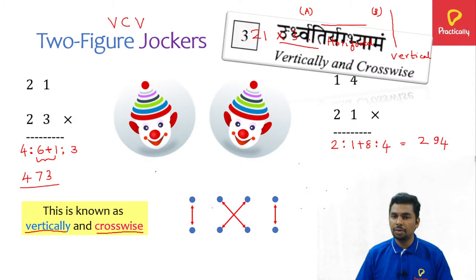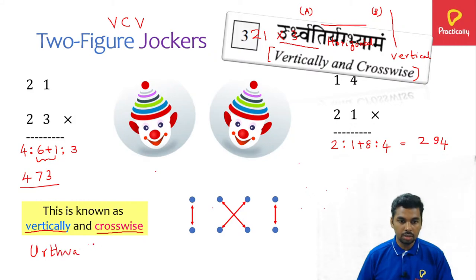So you don't take effort to learn the Sanskrit name now. You just have to remember the English name. Some books also call this Urdhva Tiryak. So this is the complete name. If you want to learn the Sanskrit name, this is called Urdhva Tiryak. Some books put a dash on top of U. All right. So the sutra Urdhva Tiryak, or vertically and crosswise, can be understood by these 3 letters V, C, V.